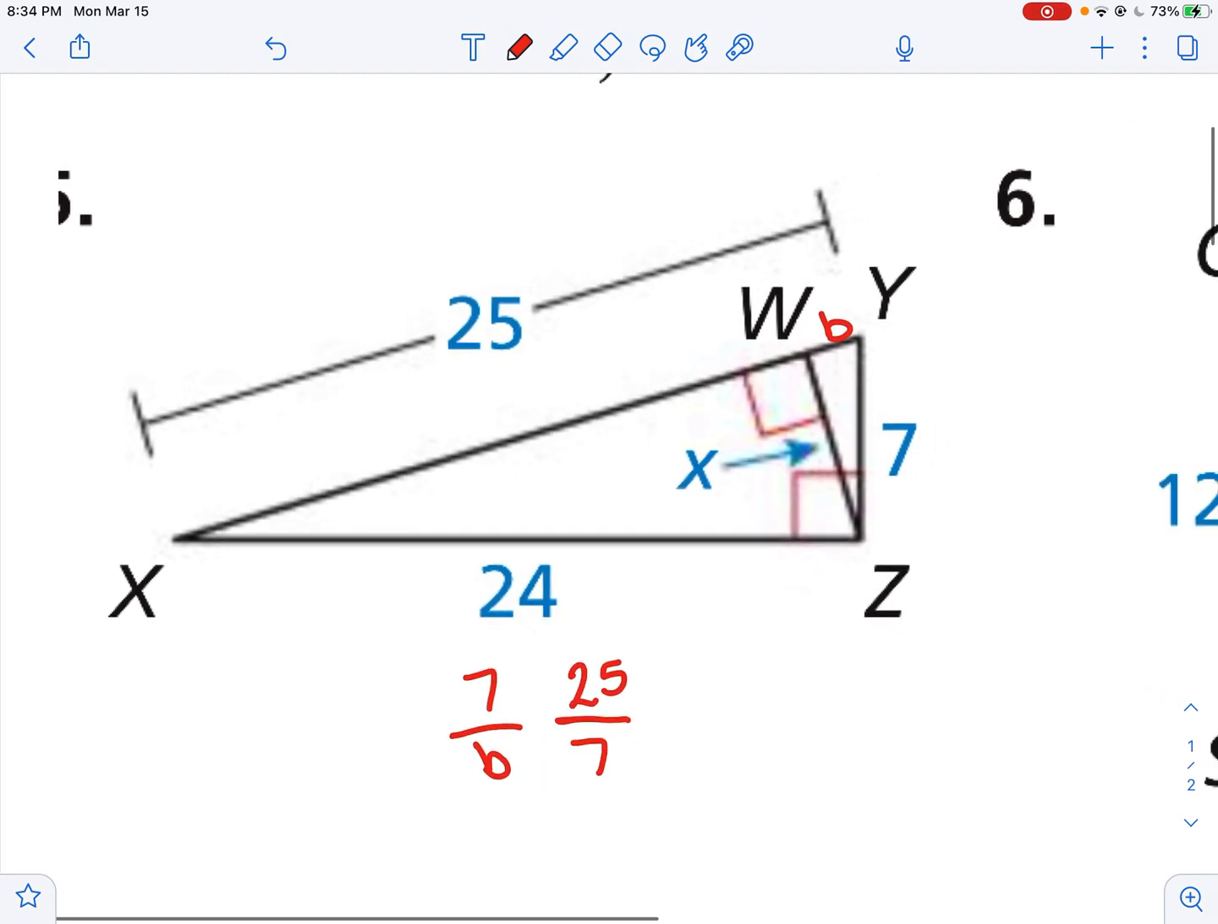So 49, which is 7 times 7, equals 25b. And then all we have to do here is divide by 25. So 49 divided by 25 will be 1 point something. 1.96. So b is 1.96.